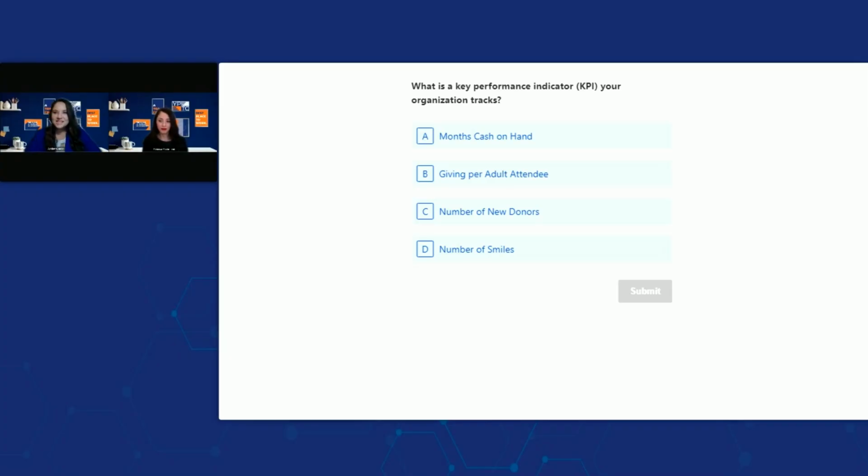All right, for our next polling question, what is a key performance indicator your organization is tracking? Are you looking at your months of cash on hand, your giving per adult attendee, the number of new donors, or maybe just the number of smiles? What are you looking at from a KPI standpoint?